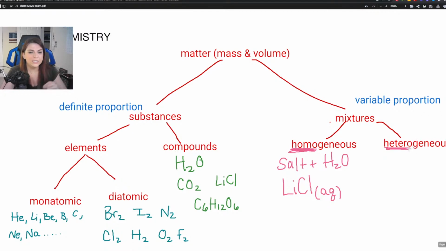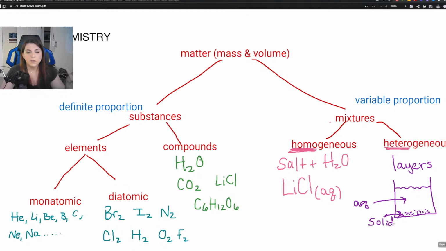Now, heterogeneous, I like to describe as having layers. And it makes me feel like Shrek when I say it. What this means is that most of the time you'll see it in solutions. So you'll have a beaker of water, and then it'll become saturated. And you have too much stuff in the solution, and you have extra sitting on the bottom that won't dissolve. And then what happens is that you have a solid layer. So up top, you'll have aqueous stuff. And then on the bottom, you'll have the solid layer. That's how you'll see it in chemistry.